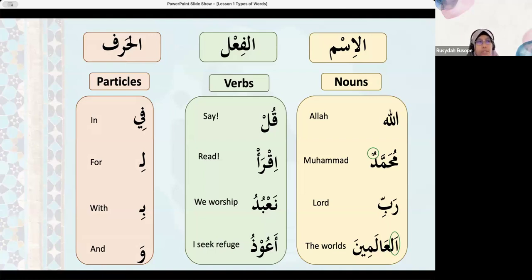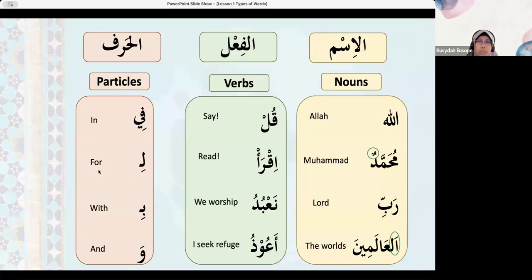When it comes to words in terms of the number of letters, fi, for example, means in. Lillahi ma fis samawati wa ma fil ard. Alladhi yuwaswisu fi sudurin nas. Fi needs two letters. It means in, and can also be translated as at, or sometimes on. So we can only know the exact or most suitable translation if we have a phrase, an ayah, or at least a sentence.